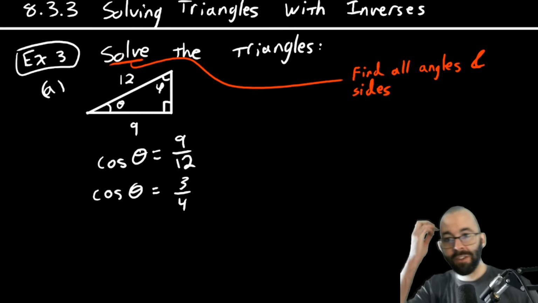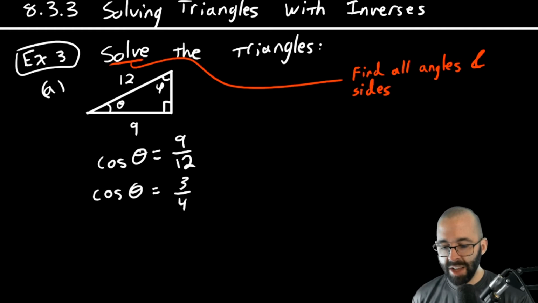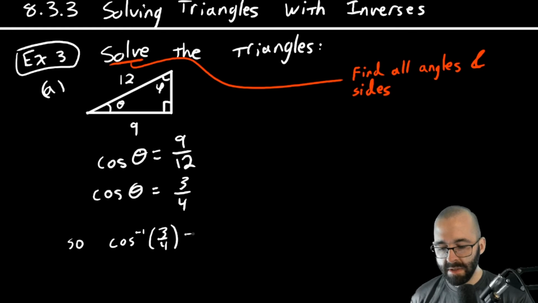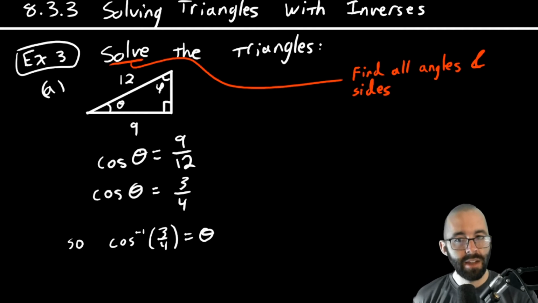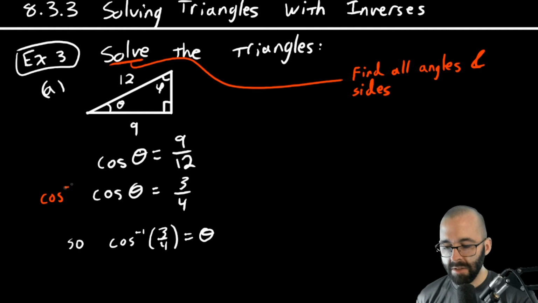Let's use an inverse trig function, right? If cosine of theta is equal to 3/4, then the inverse cosine of 3/4 equals theta. And that goes back to the first video, right? The input of cosine becomes the output of inverse cosine, and the output of cosine becomes the input of inverse cosine. Another way that you can think about this is, let's take inverse cosine of both sides.